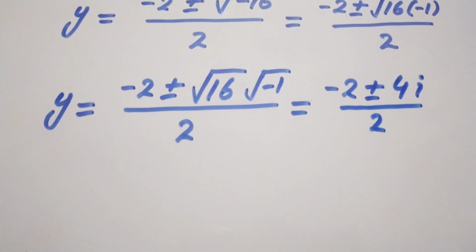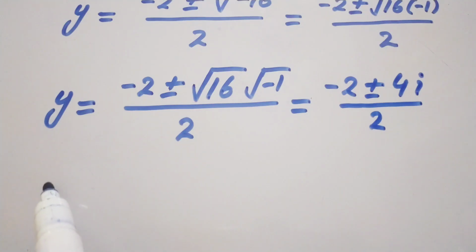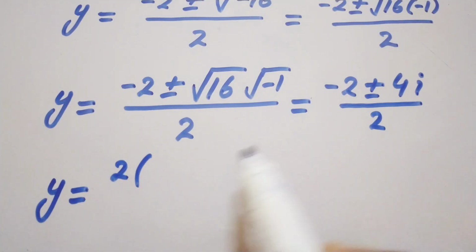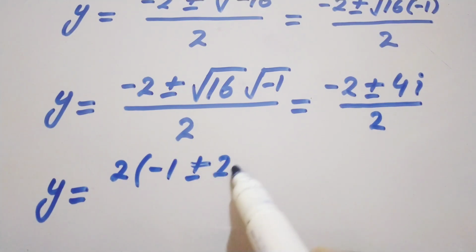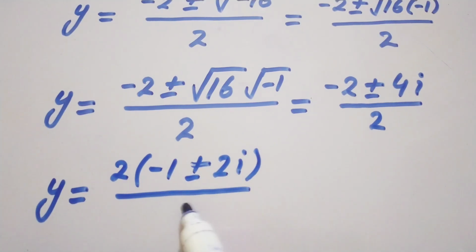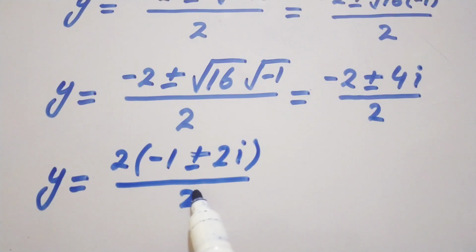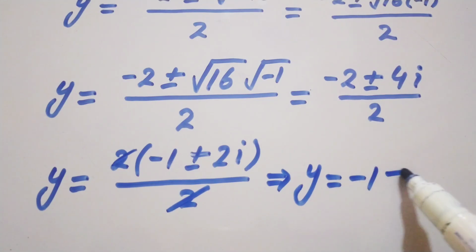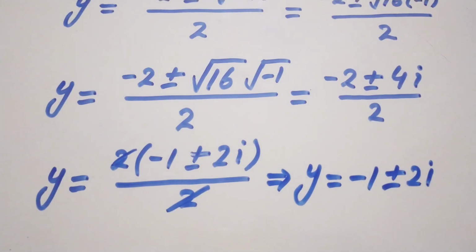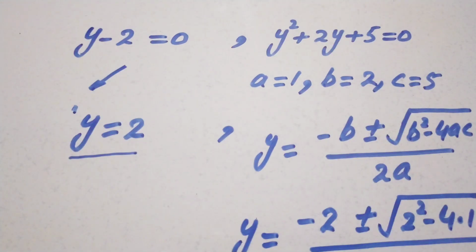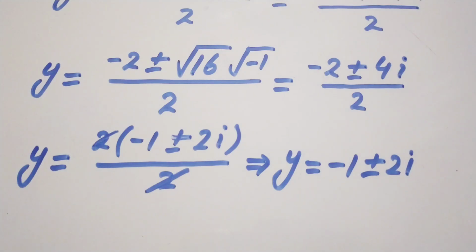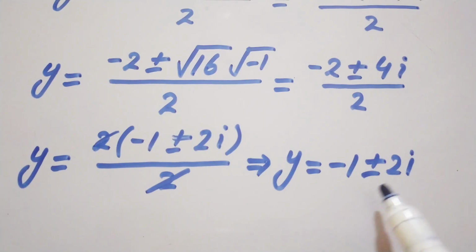Now from the numerator we can take 2 as a common, so y is equal to 2, and inside here minus 1 plus minus 2 iota will be left, divided by 2. So from the numerator and denominator, these two cancel out each other. We will get y is equal to minus 1 plus minus 2i. First we have found that y is equal to 2. And now we have found that y is equal to minus 1 plus minus 2i.